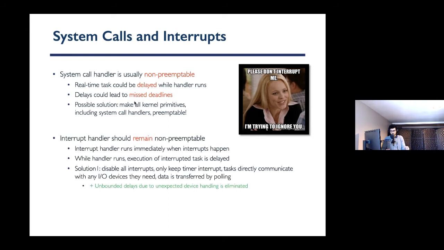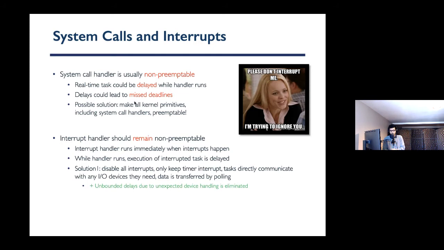What about the interrupt handler itself? Well, the interrupt handler in general purpose systems is very much like system calls. It's non-preemptive, it actually should remain non-preemptive in most cases. So we don't have that much leeway.